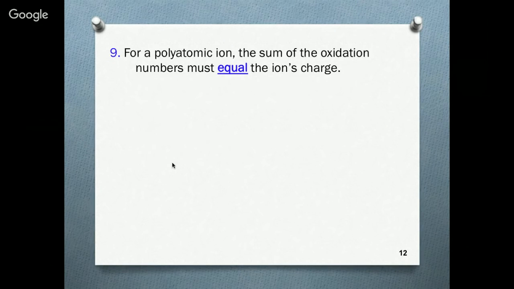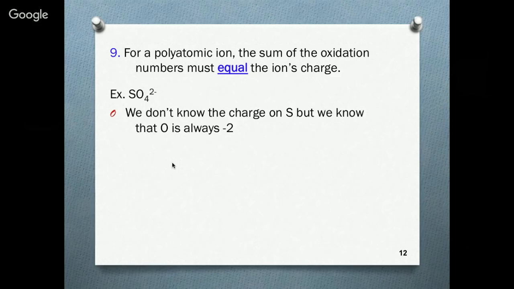Okay, for a polyatomic ion, the sum of the oxidation numbers must equal the ion's charge. So if you have, for example, SO4 minus 2, the sum of the charges must add up to minus 2. So instead of adding up to 0, like a normal compound will add up to 0, if there's a charge in the top right-hand corner, you're going to make sure that the sum of all the oxidation numbers adds up to that number. So here, oxygen has an oxidation state of negative 2 times 4, because there are 4 of them, which adds up to minus 8.